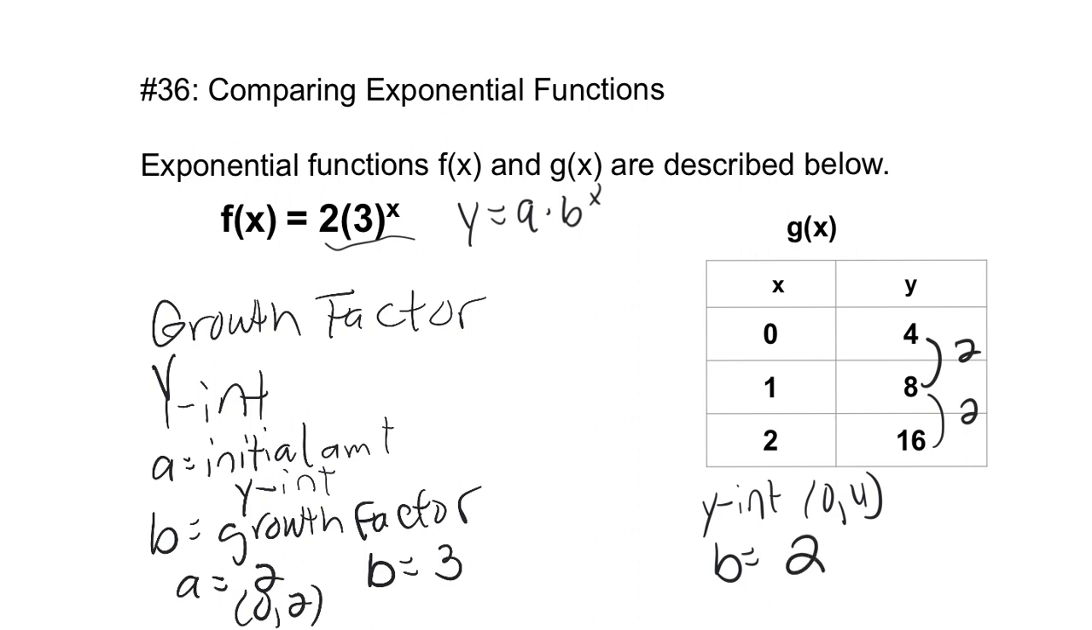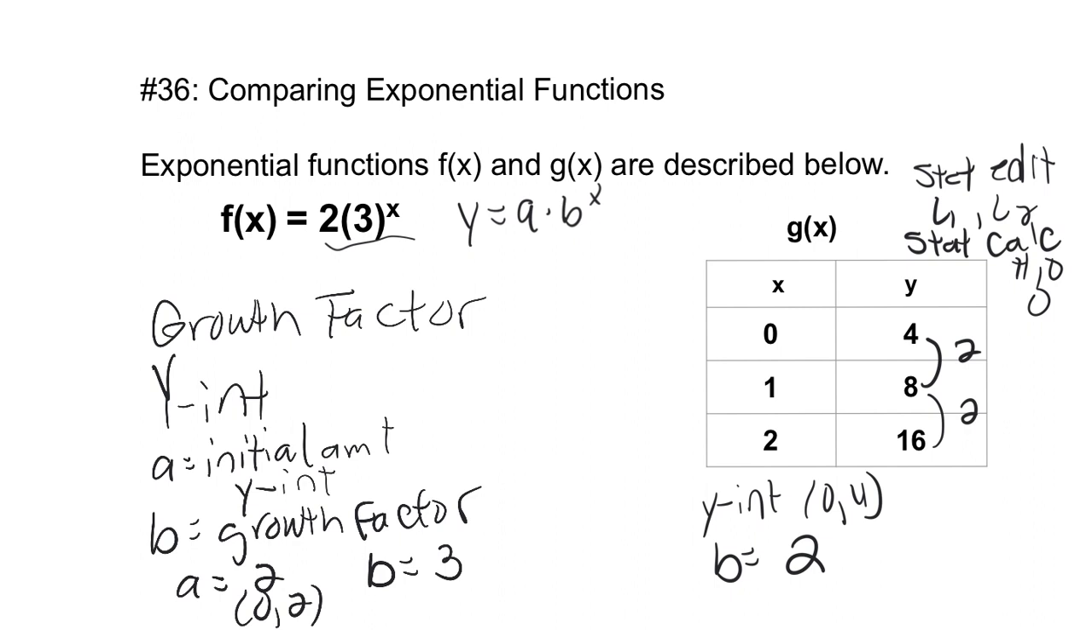Now you could also put this in stat edit, and then you're going to update your L1s and your L2s. And then you could go stat, calculate number 10, I believe, or 0. It may look like a 0, but it means number 10. And you could calculate both your y-intercept and your growth factor, your a and your b.